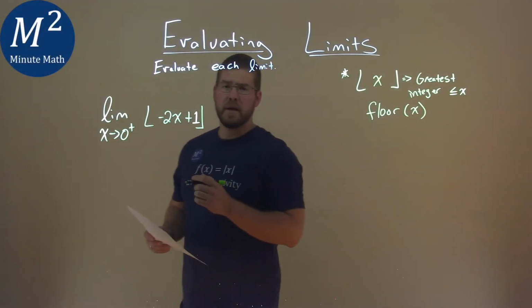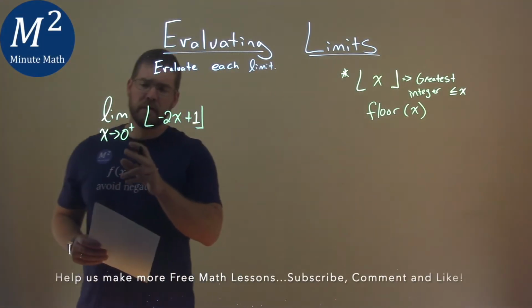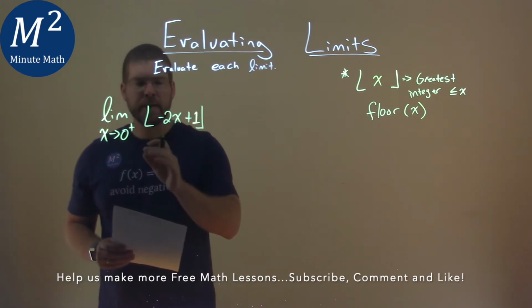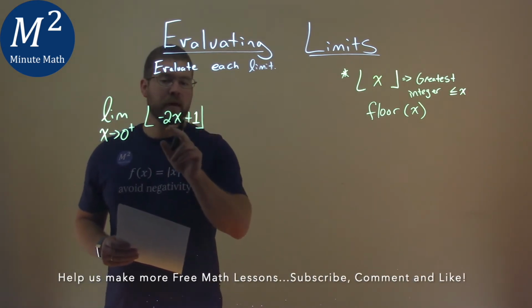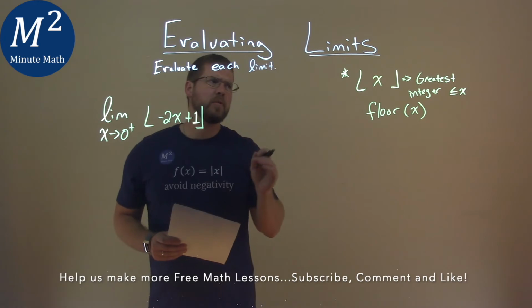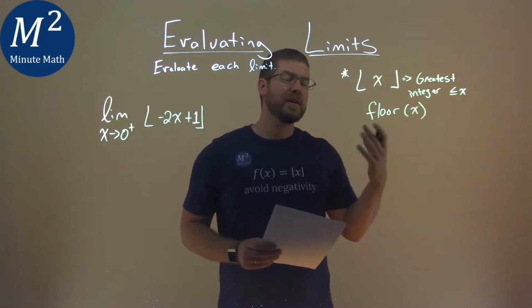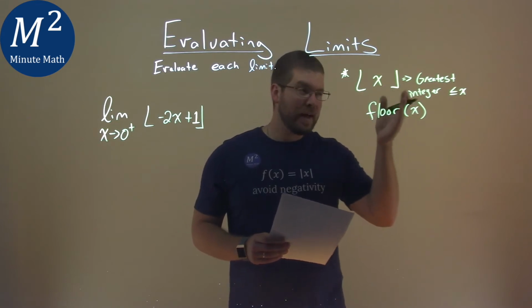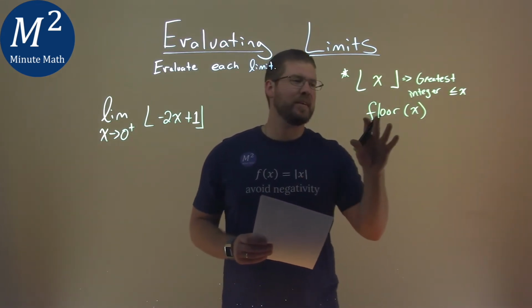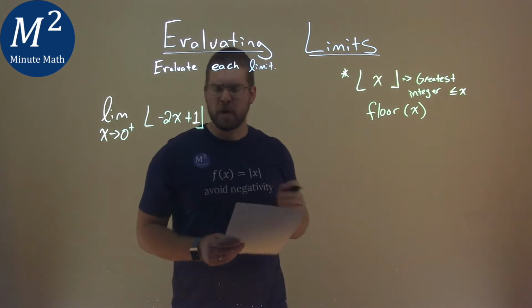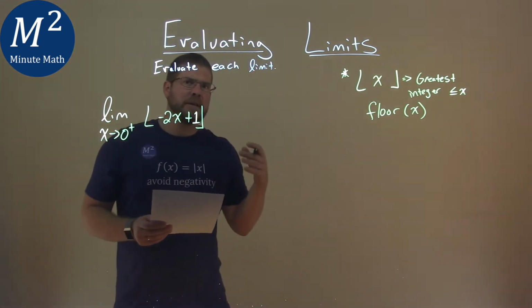We're given this limit right here, and it's a tricky one. The limit as x approaches 0 from the right of the floor of negative 2x plus 1. The floor, you'll see, is that symbol. The floor of x is really the greatest integer less than or equal to x. We'd see it as the floor of x. That's how you pronounce it. So what does that actually mean?